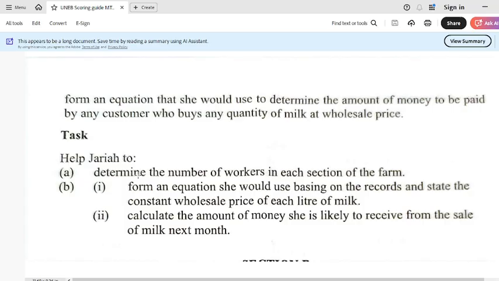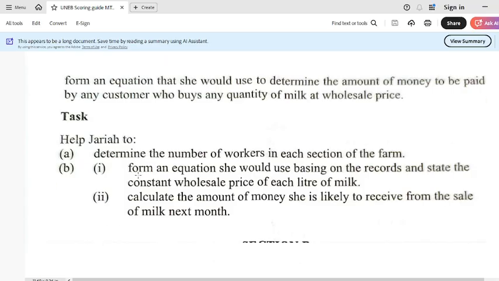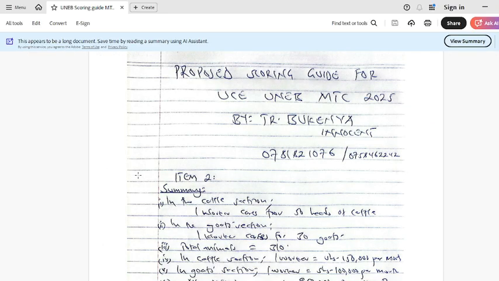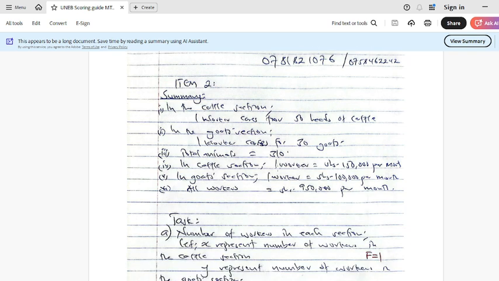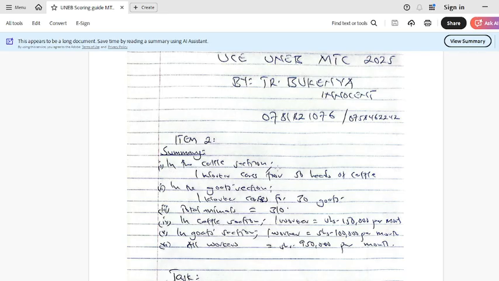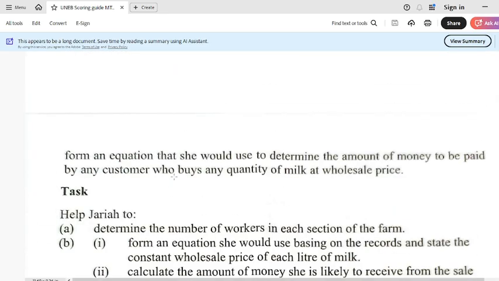I told you to write a small summary. Remember these items have a lot of words, so have just a small summary where you can summarize your work simply so that you can easily interpret the question. So according to me, you can see what I wrote here: proposed scoring guide for UCE UNEB Mathematics 2025 by teacher Bukenya Innocent. My numbers are there. Item number 2, summary.